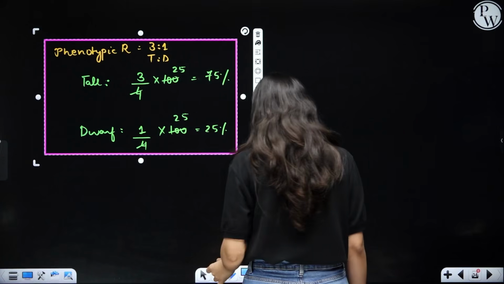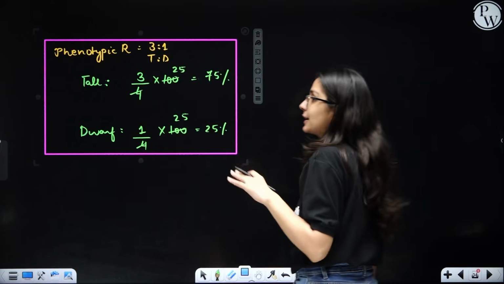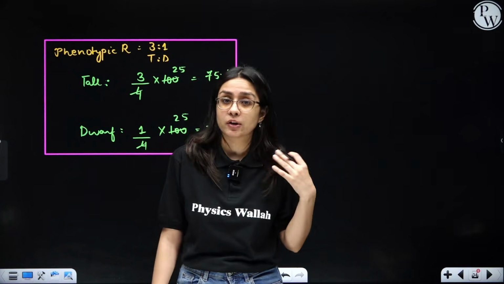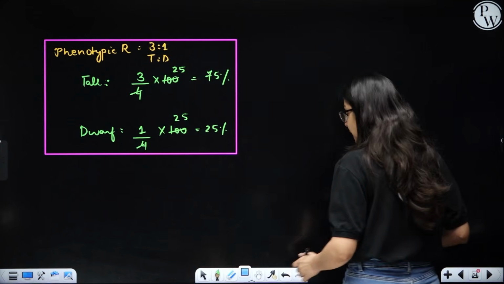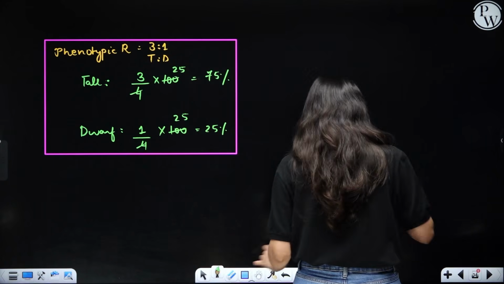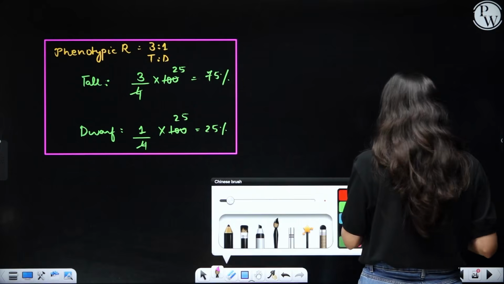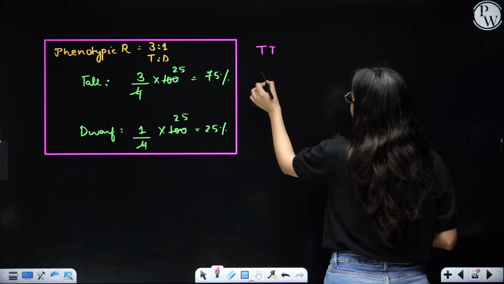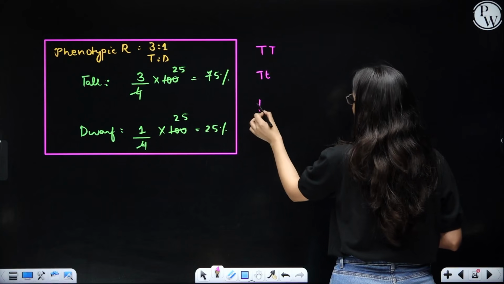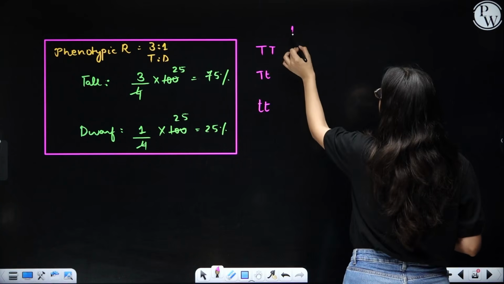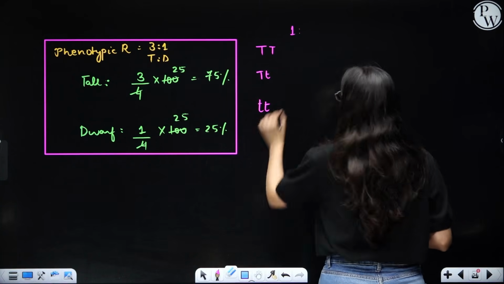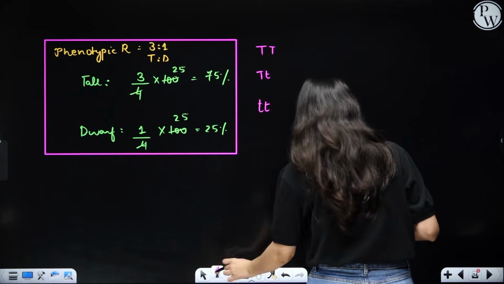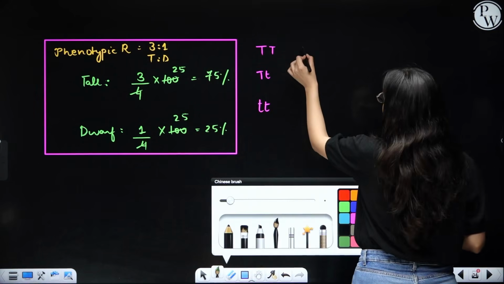The same thing could be done for your genotypic ratio as well. So what you have to do is now you have to comment down what will be the percentages of all of these different genotypes. That is capital T capital T, capital T small t and small t small t. You know that the ratio is 1:2:1. I will just write it over here so that things are easy for you now. And comment down the percentages.